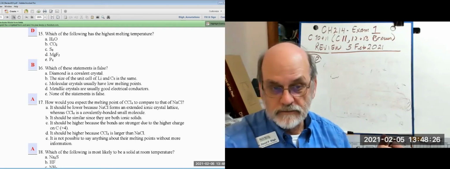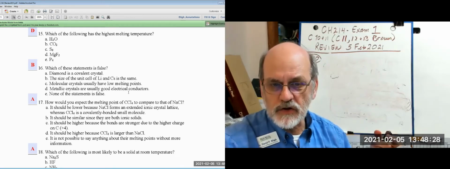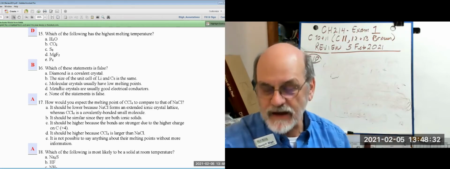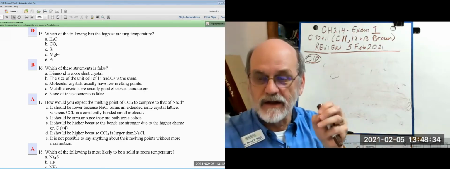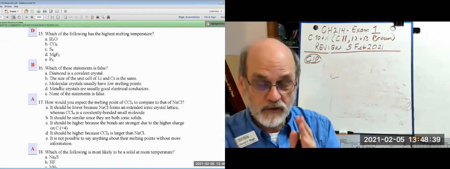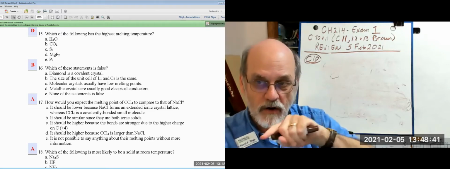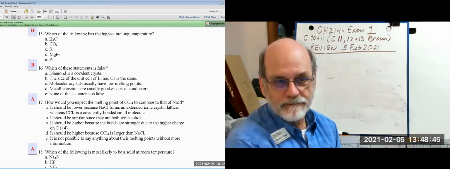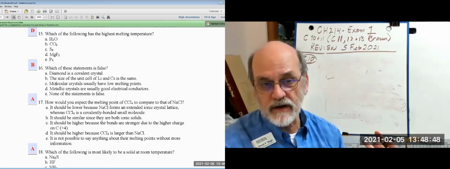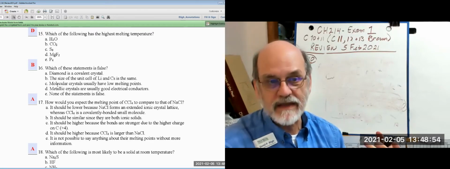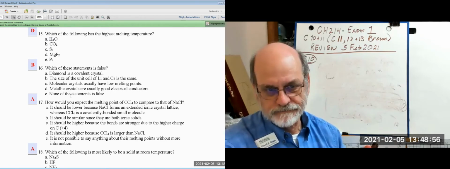So that's true. Metallic crystals are usually good electrical conductors. Metallic crystals are where you have metal surrounded by free-floating electrons, which makes them good electrical conductors. Those electrons are free to move from one to the other. So really the only false one in here is B. They're not all true, so it can't be E. So B has to be the answer.